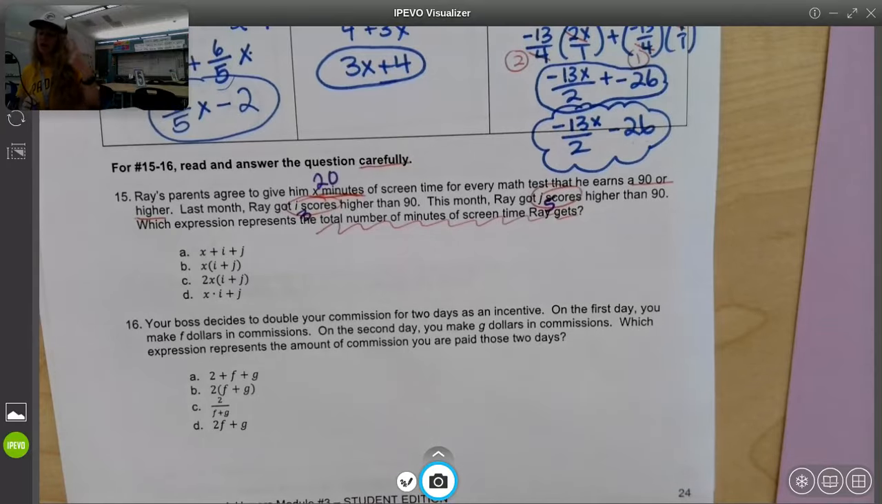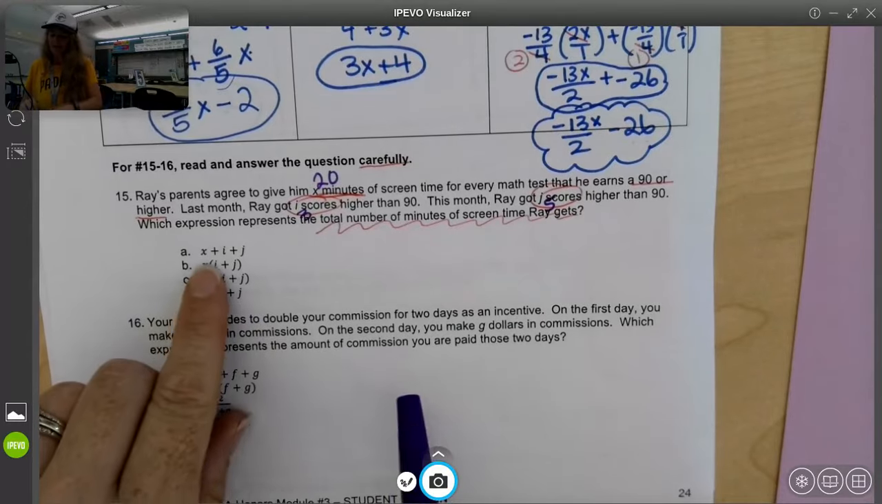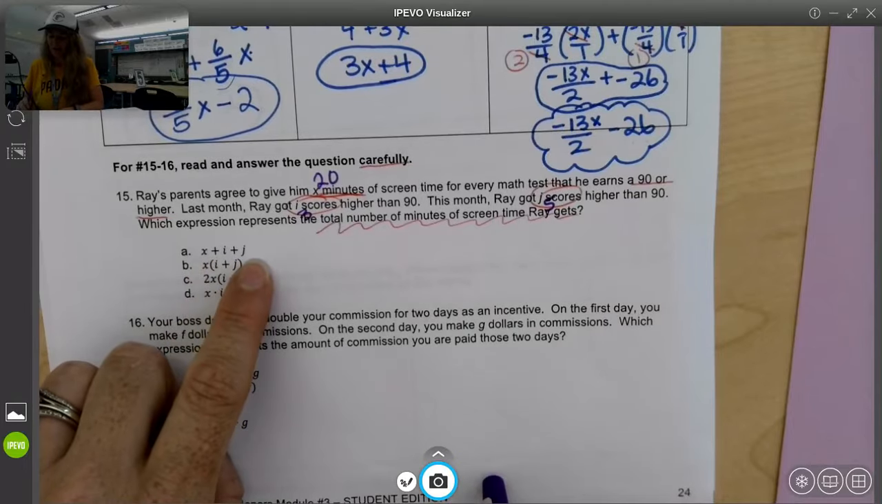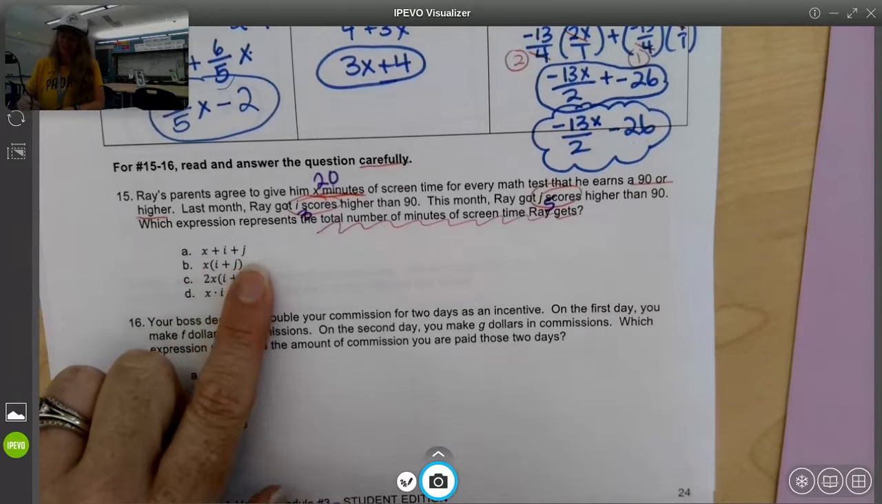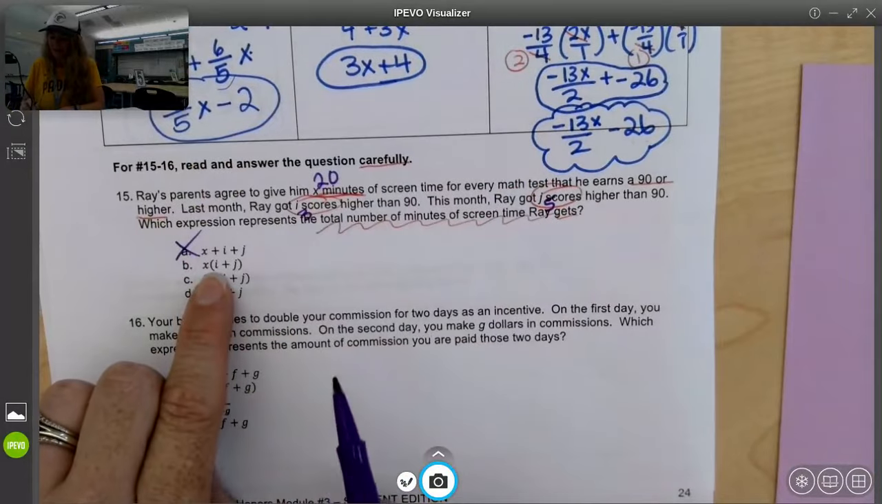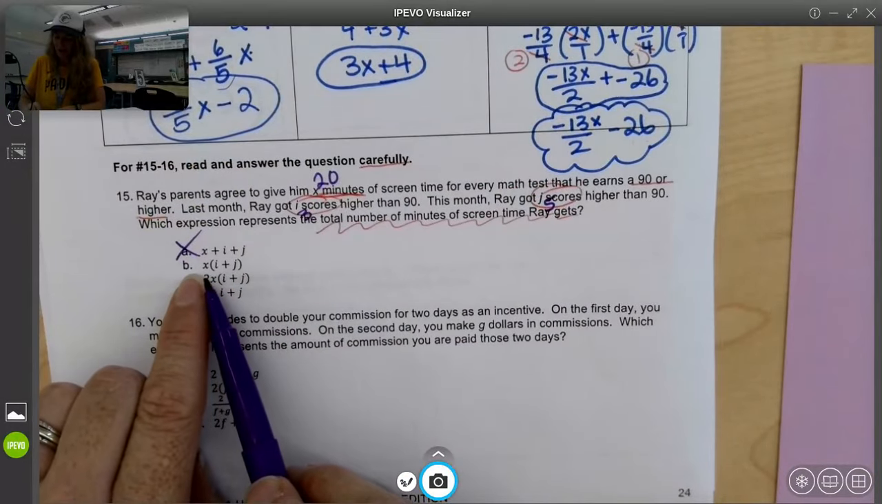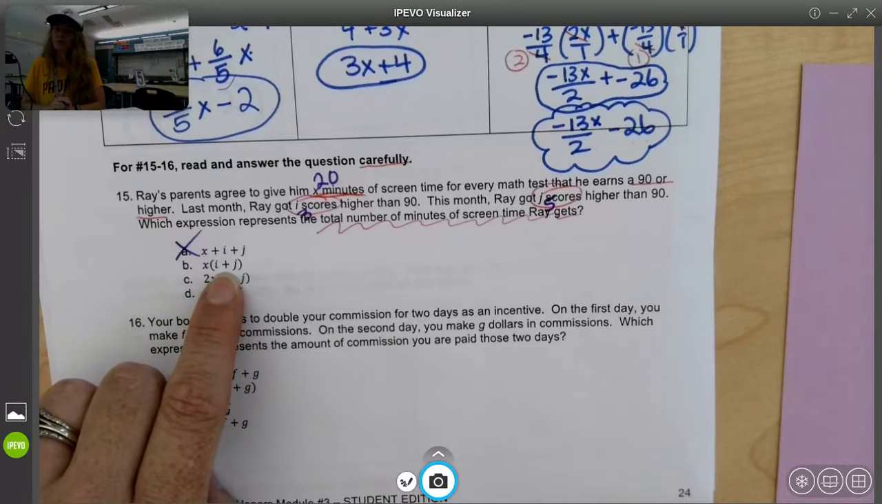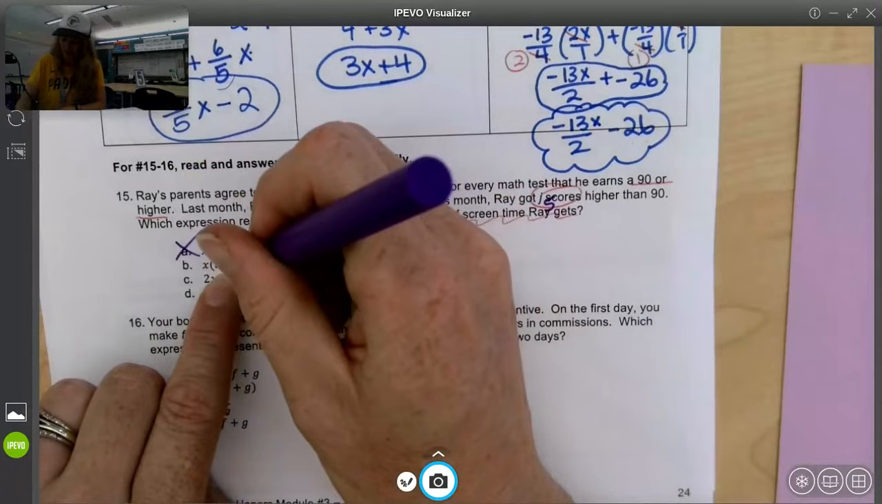So if you got 2 scores higher, you'd get 20 times 2, which is 40 minutes for that month. So looking here, this would say you'd get 20 plus 3 plus 5 minutes, which doesn't make any sense. This says you get 20 groups of the total tests that you got over 90. Hey, that looks pretty good.